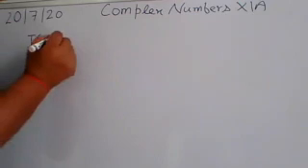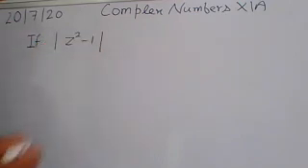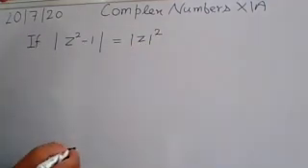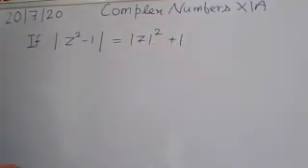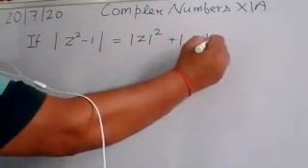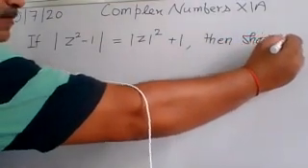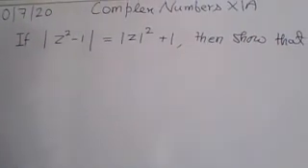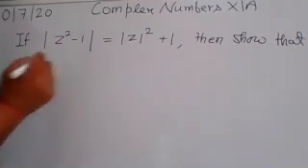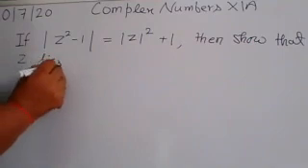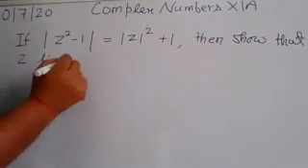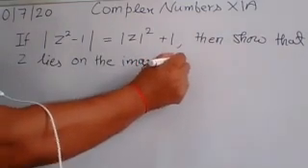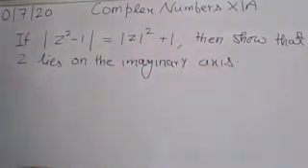If mod of z square minus 1 is equal to mod of z whole square plus 1, then prove that z lies on the imaginary axis. Okay, you have to prove that.